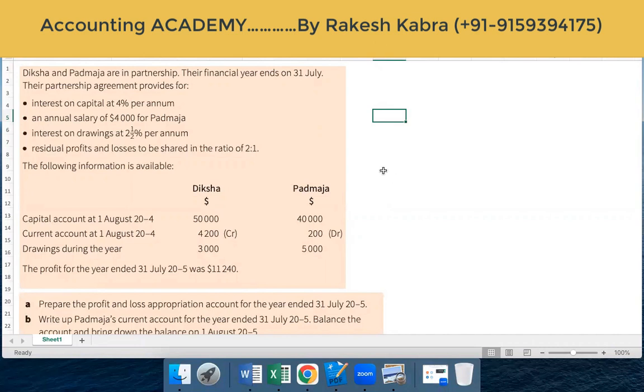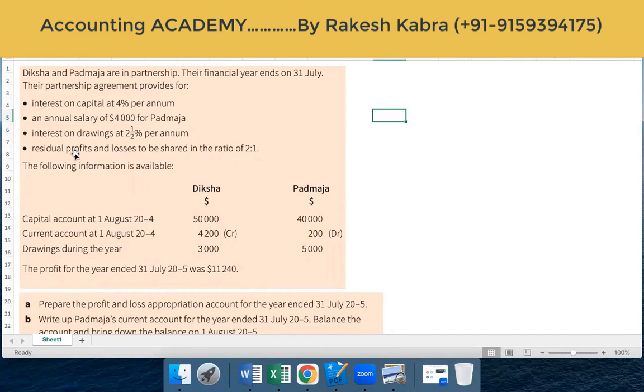So these are the points mentioned in the partnership agreement, and they show how the profits are going to be allocated. First, from profits, the firm will allow them interest on capital. Then the firm will give them salary. After that, the firm will charge interest on drawings. After these three points, whatever profit is left is known as residual profit.